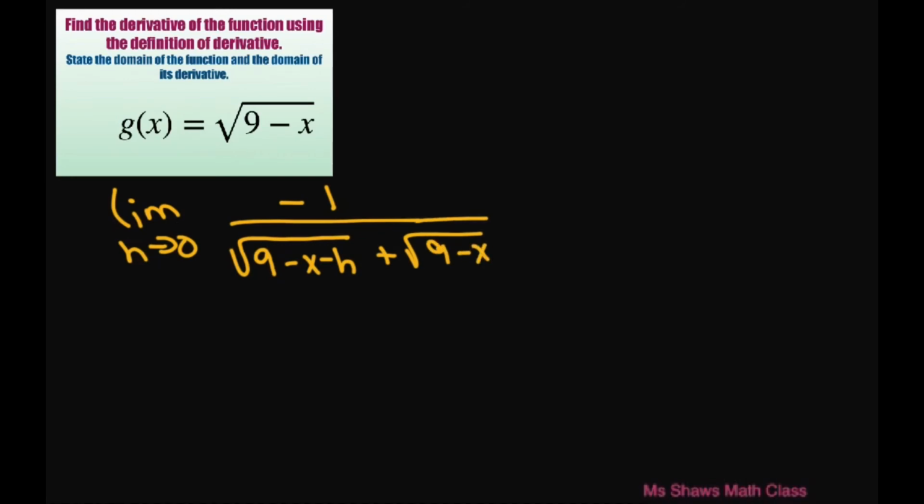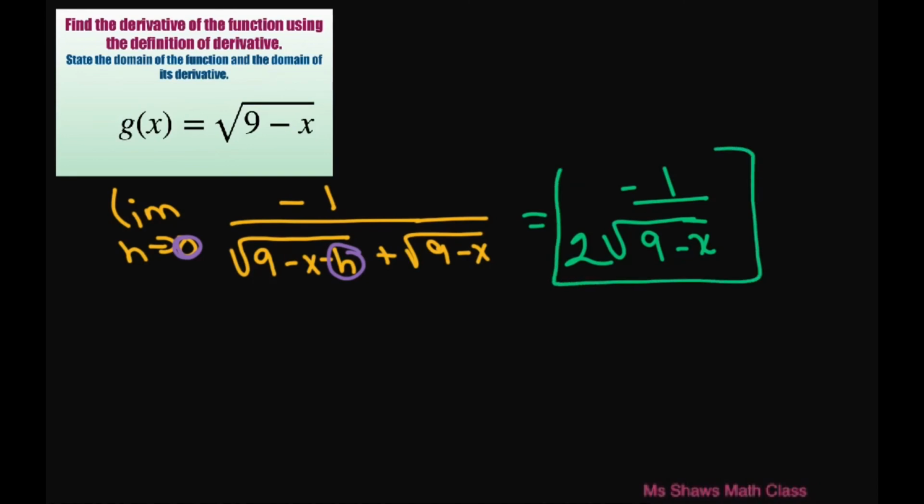Now all we have to do is substitute this 0 here for this h. Once you substitute in your 0, we have this equals negative 1 divided by square root of 9 minus x times 2, because we have 2 of these. All right, so this is your final answer.